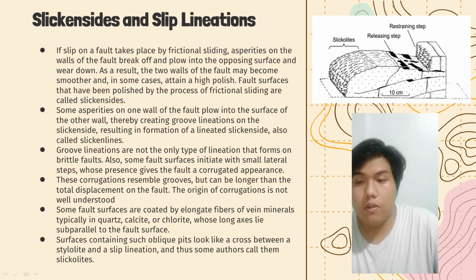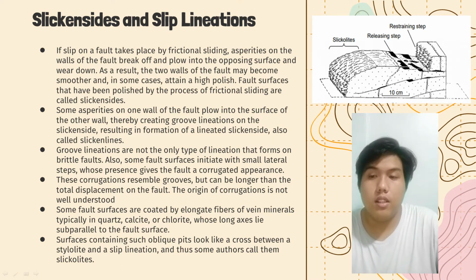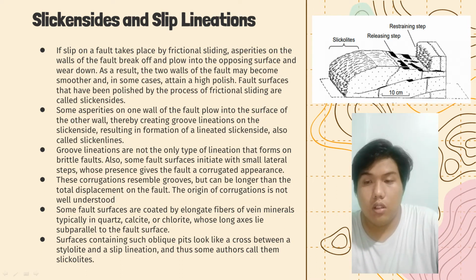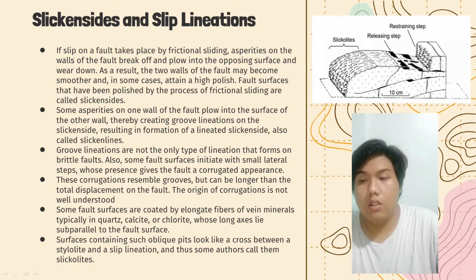Also, some fault surfaces initiate with small lateral steps whose presence gives the fault a corrugated appearance. These corrugations resemble grooves but can be longer than the total displacement of the fault. The origin of corrugations is not well understood.